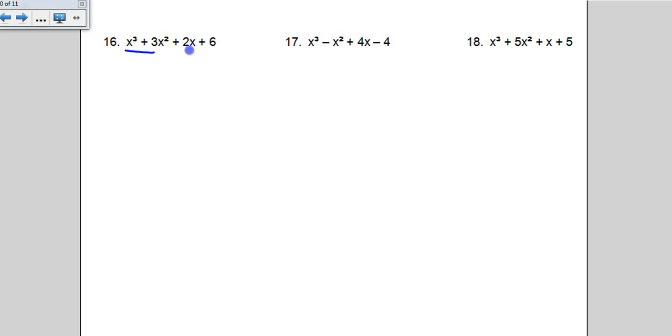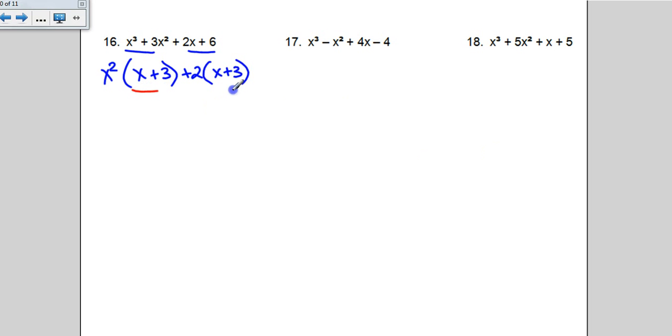So we've got our first group and then our second group. Our first group looks like we have an x squared we can take out, and that leaves us with x plus 3. And then my second group, I can take out a positive 2, and that leaves me with x plus 3. Remember, if the parentheses don't match, you didn't do it right.